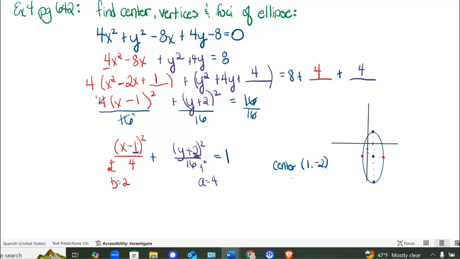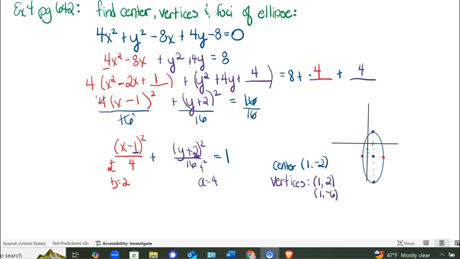And now I need to find my vertices. When it asks for the vertices, it's not really asking for all of them. It's asking for the major vertices. So I know that one of my major vertices is above the center, and one is below the center in a vertical ellipse. And when I say above and below, I mean a units above, a units below. So my x value is going to be 1, and then a, or 4 units above -2, is positive 2, and 4 units below -2 is -6. So my vertices are at (1, 2) and (1, -6).